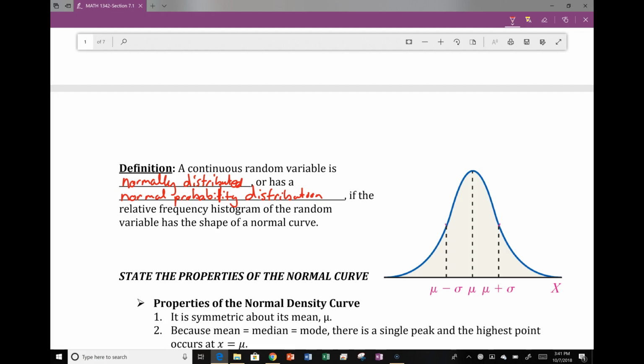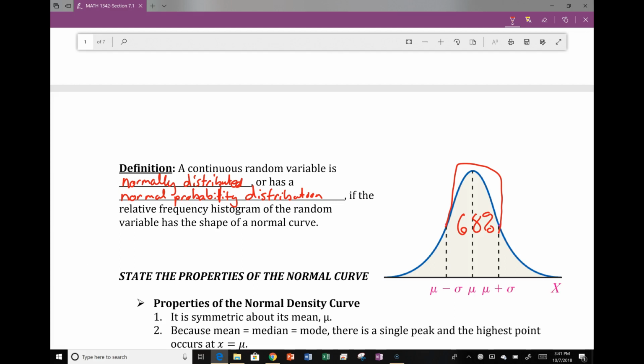Now you'll notice that here I've got one standard deviation marked on both sides. Therefore, between those two values is 68% of our data, and it has a probability of 0.68.